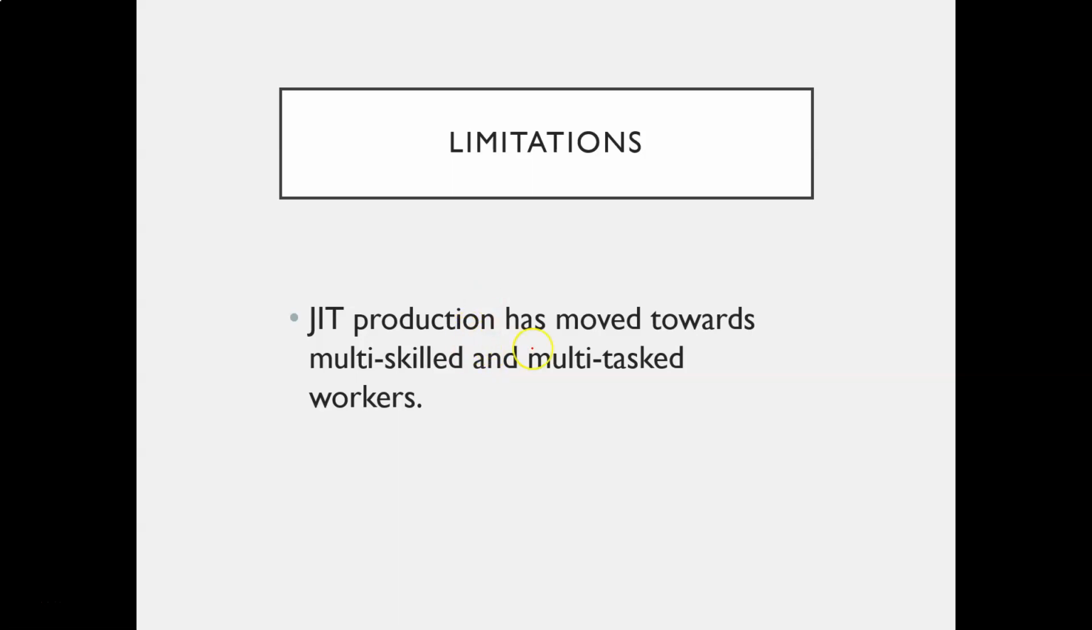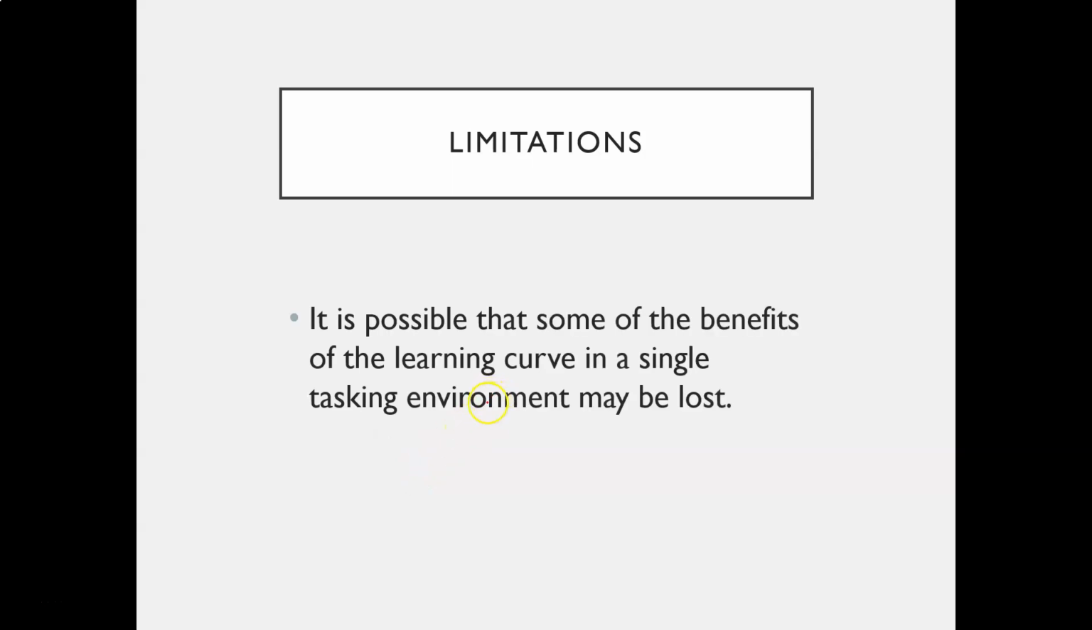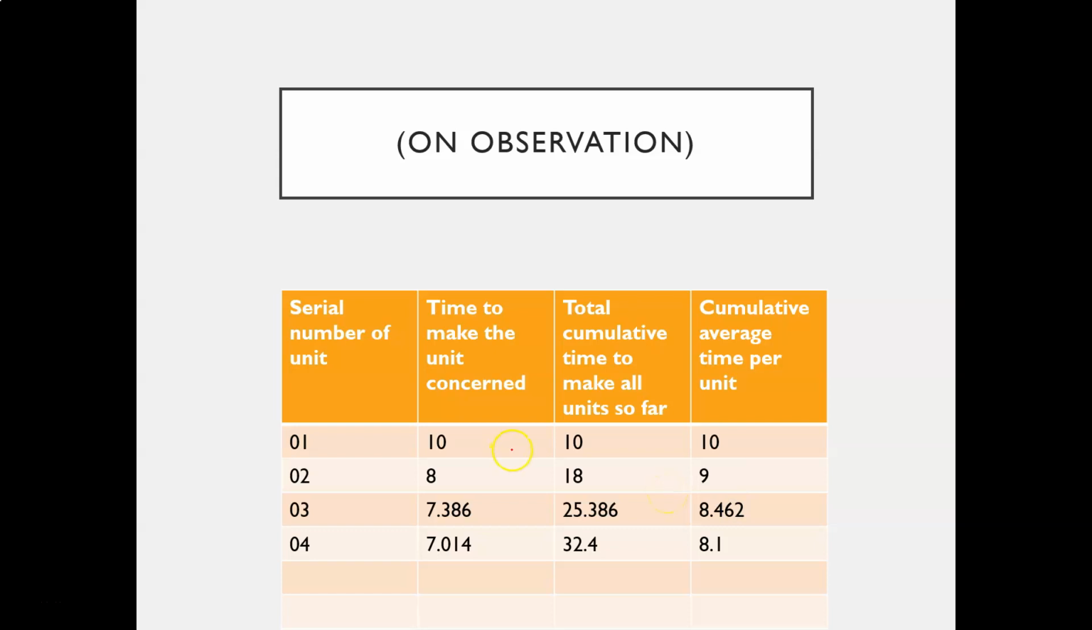Just-in-time production has moved towards multi-skilled and multitasked workers. In these environments, because people are doing several things at once, sometimes you might lose the benefit of the learning curve. You can't quite observe it. Typically, the learning curve was designed around the repetition of making one product.